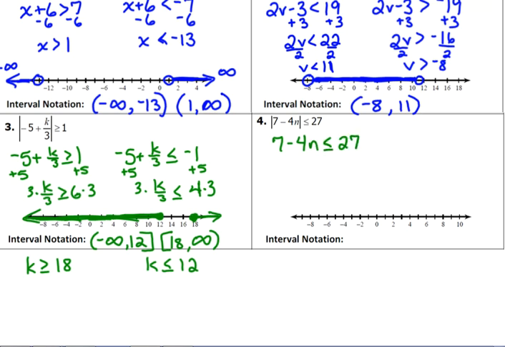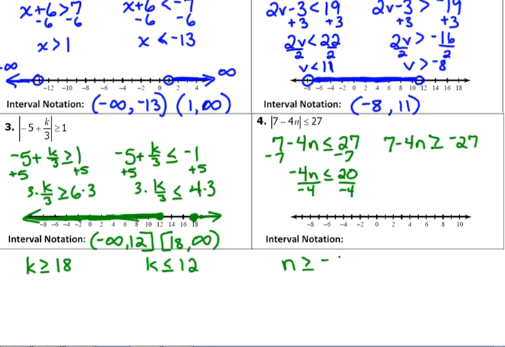It's already isolated, so we set up our two scenarios. 7 minus 4n is less than or equal to 27. Keep it, switch, switch. All right, let's solve. Subtract 7 from both sides, negative 4n less than or equal to 20. Divide by negative 4. What do we have to do when we divide by a negative number?